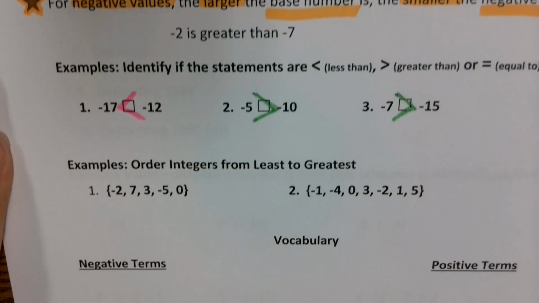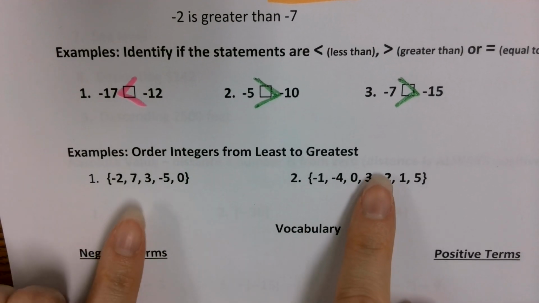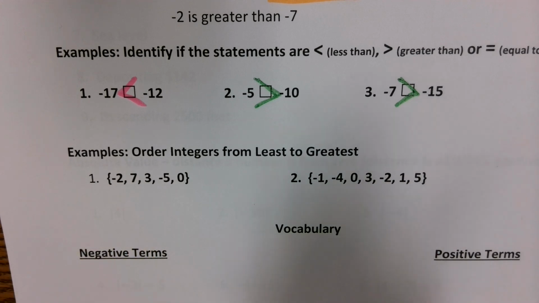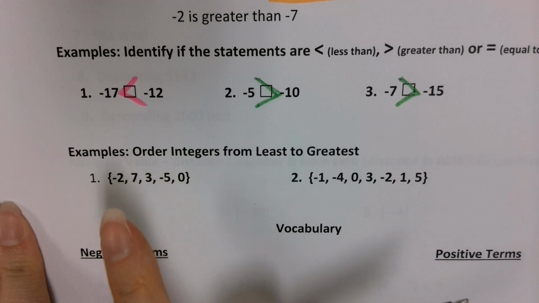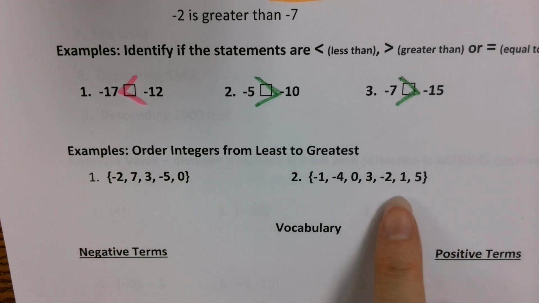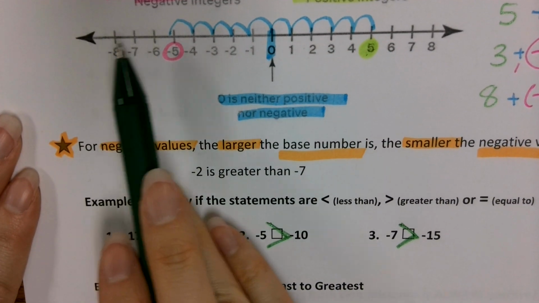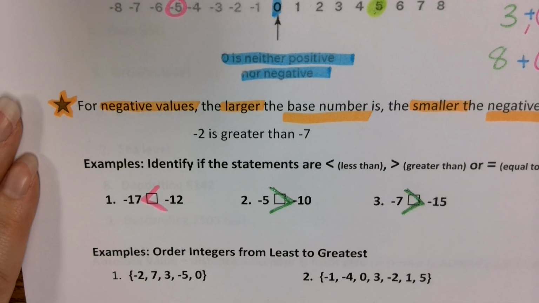Okay, so let's go ahead. I want you guys to take the time right now. You have 2 clusters of numbers. I want you to put them in order from least to greatest. Put the first set in order from least to greatest. Put the second set in order from least to greatest. If you need some help, you can look up here at your number line. The number line is written in order, so you can always use that as an assistance.